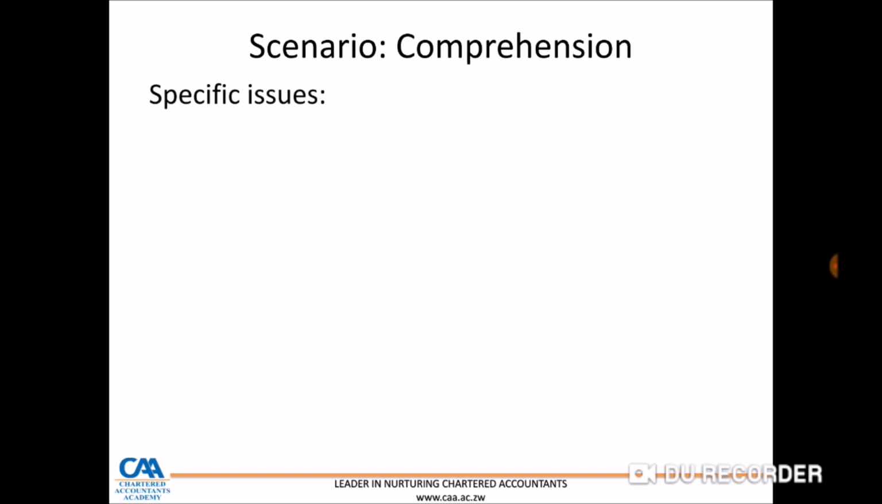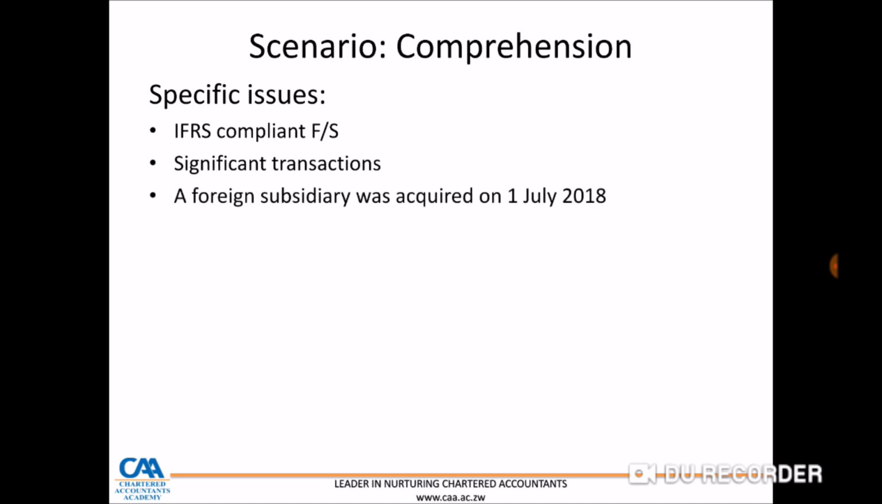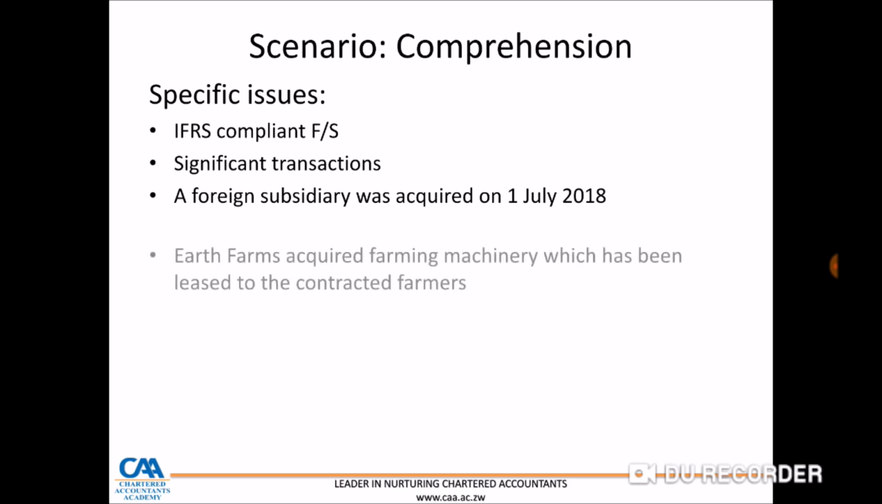What are the specific issues you were supposed to identify? That the entity is IFRS compliant, right? What does it mean if they're IFRS compliant? There were significant transactions that occurred during the year. A foreign subsidiary was acquired 1 July 2018, what happens at acquisition? What happens at consolidation? Are you able to audit that?